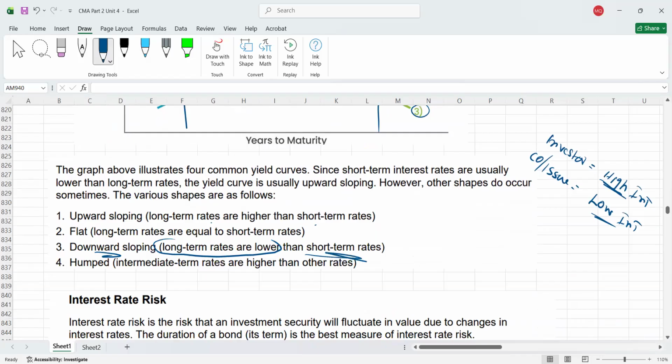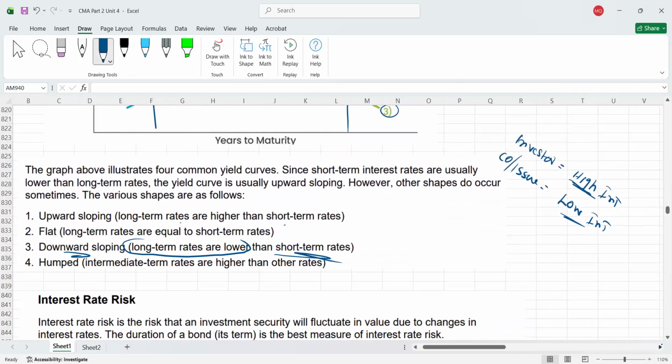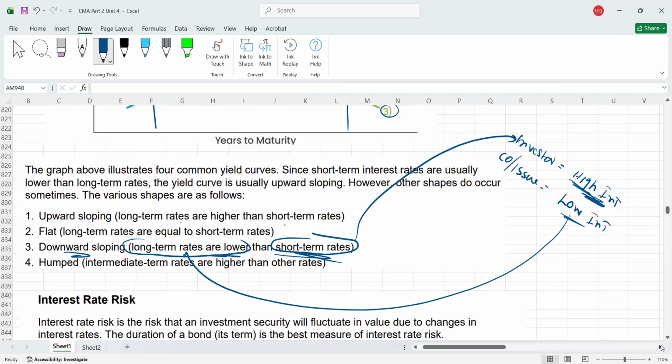Now as an investor, what is better? You want to earn high interest. Long term rates are lower, so the investor will go for short term investments now. This is for investors, because they want to earn high interest. And the company will issue long term bonds because they want to pay low interest. Okay, that would be your decision.